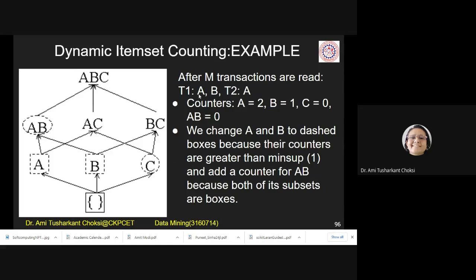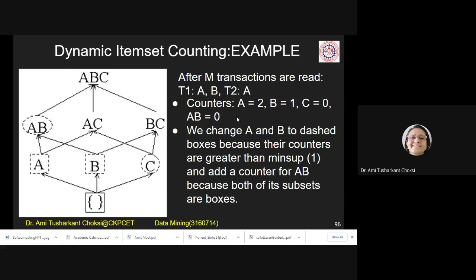A. In transaction T1, A is there, and in T2 also A is there. So the count of A will be equal to 2. For B, only once B is there, so B is equal to 1. And C is equal to 0 because it is not found. And yes, because A and B are read, we can have the idea about AB also. So AB is equal to 0.